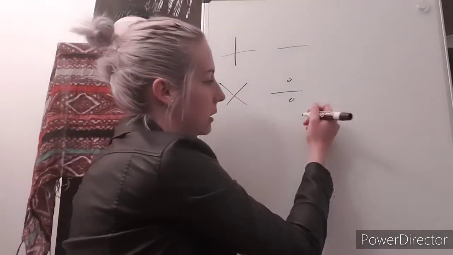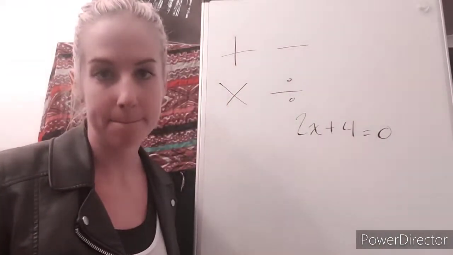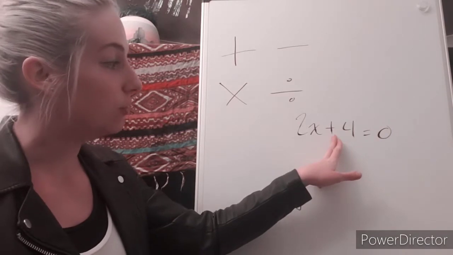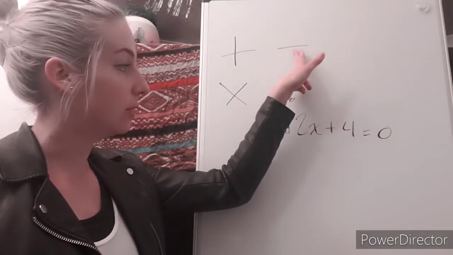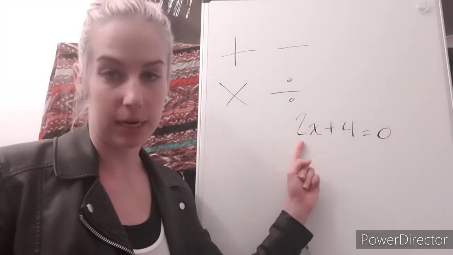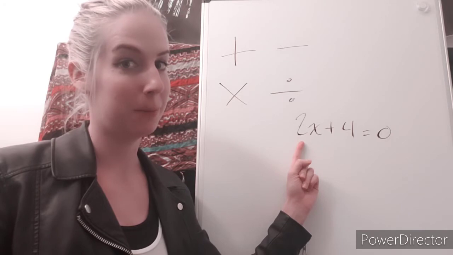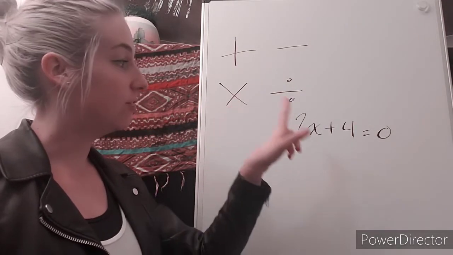So if I had 2x plus 4 is equal to 0, I know that I would have to do the opposite of this symbol, so the opposite of addition, which is subtraction, so that I could get rid of that term. And then if I have a number and a letter right next to each other, what kind of math is going on there? It's going to be multiplication, right? And the opposite of that is division.